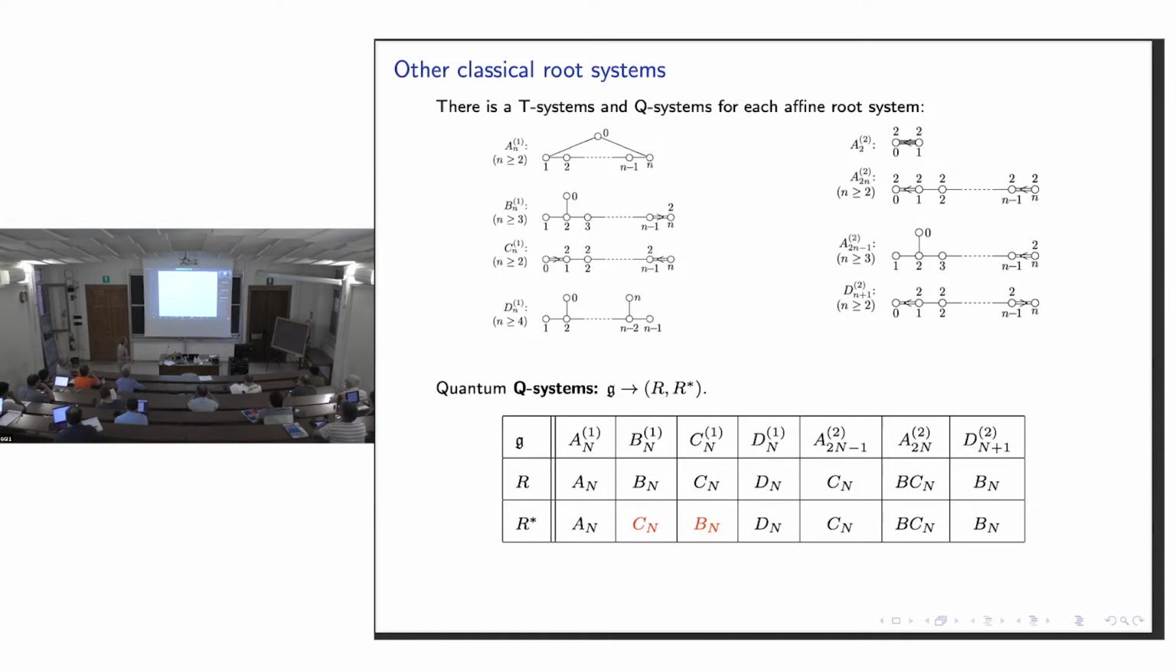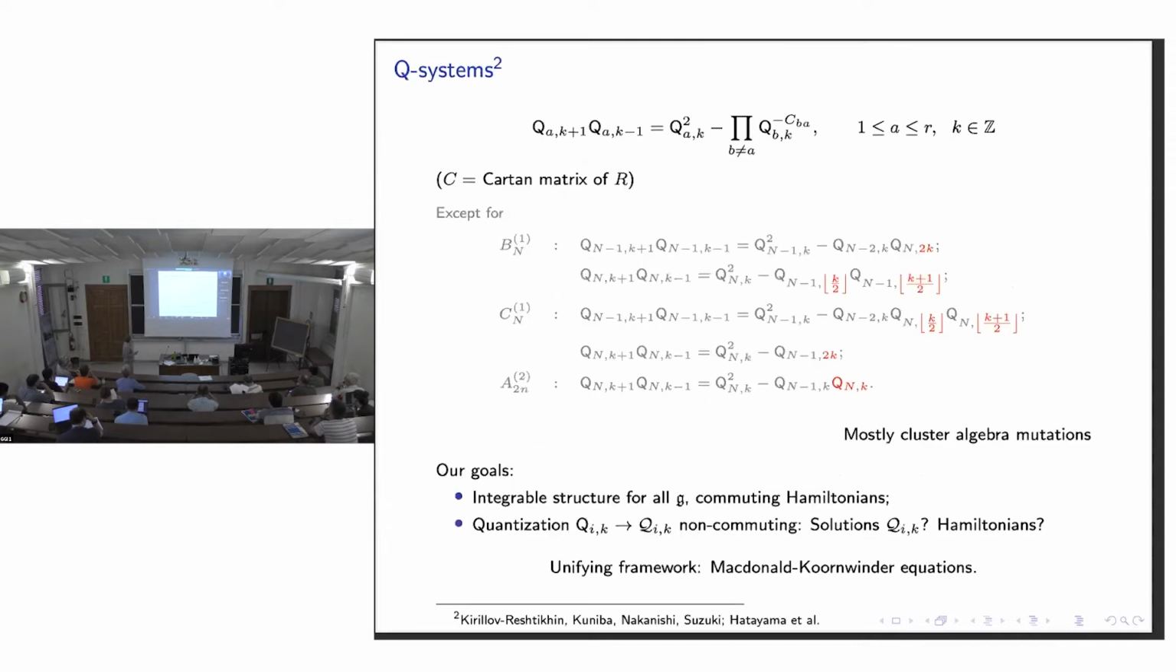Okay, so I have this zoo of root systems. You don't have to memorize this, but I have this in the back of my mind, and I want to find a method for solution. So I want to prove integrability and so forth for all of these root systems at once, or in the same way. Okay. So the Q systems exist. They were written down by Kirillov-Reshetikhin, I think Kuniba, Nakanishi, and Suzuki, Hatayama et al. Okay, these have existed in the literature for a while.